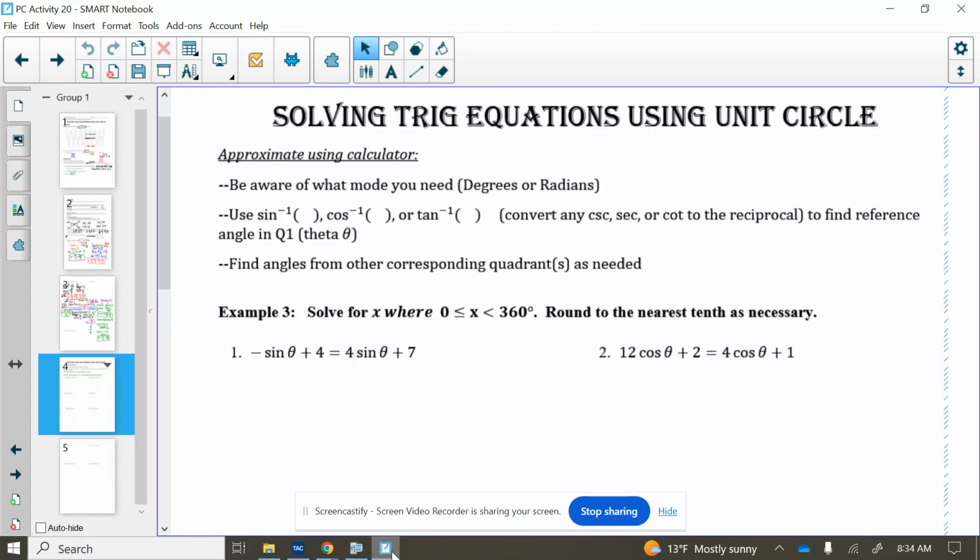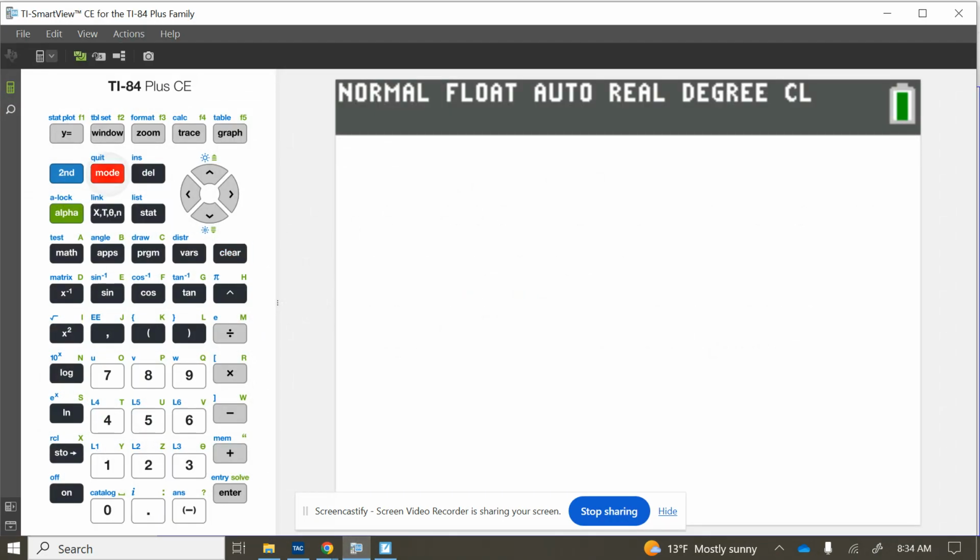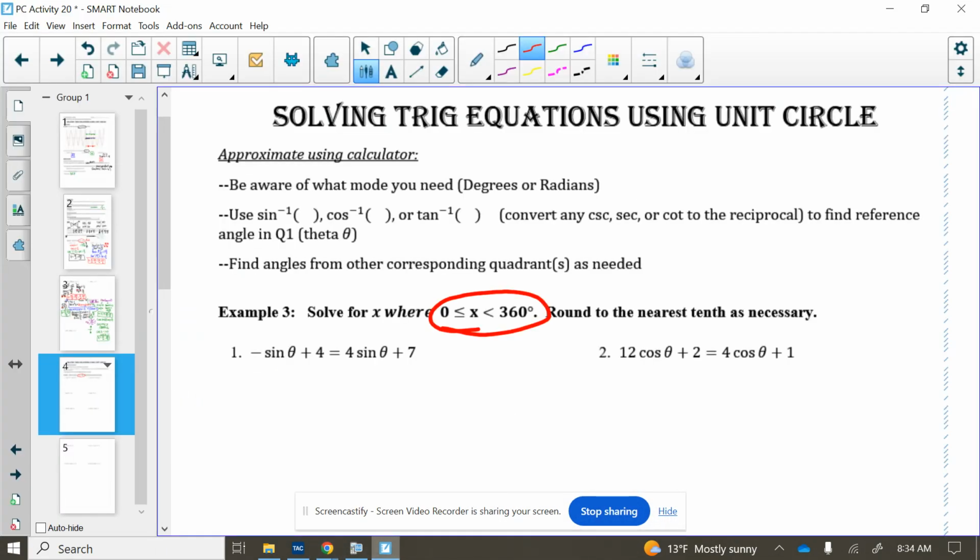Hi everyone, today we are going to continue with solving trig equations. Today we are going to approximate using our calculator. So today it's really important to be aware of what mode you need. Today we are going to be dealing with degrees, and we can see so because it says 0 to 360. But you want to make sure that your mode is correct and that you are in fact in degrees or radians if necessary for these approximations.